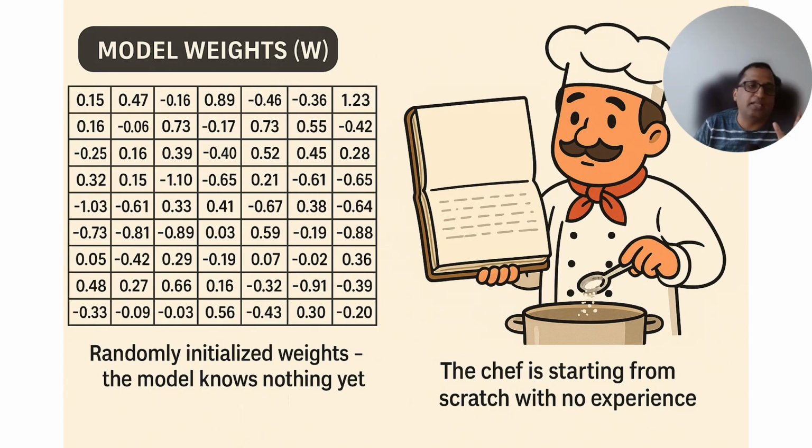So if you give a sentence like "what is the capital of France is," it might give an answer like banana, because it doesn't know anything. It's just doing a random guess. It has no clue. I'm also trying to give you an analogy of a chef in every slide, just to keep it more intuitive.